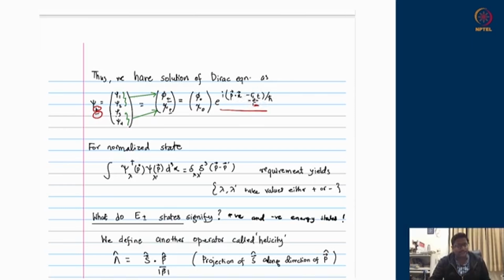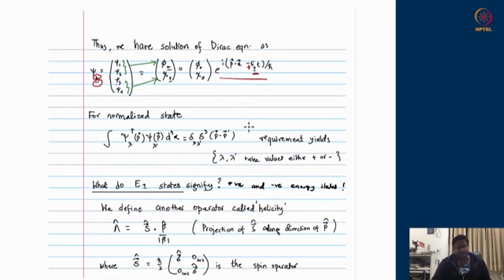The thing with the minus sign in the exponential is positive energy. So the minus sign here will come with a plus, and the plus sign will be declared as a minus. E minus means negative energy solution. So this is how the structure is, both positive energy and negative energy.